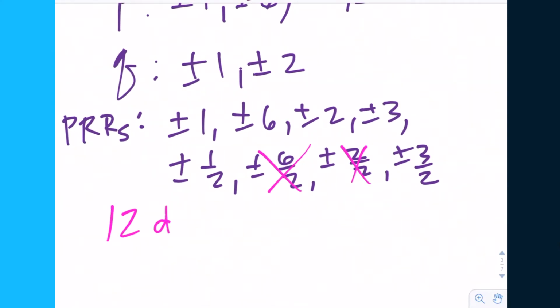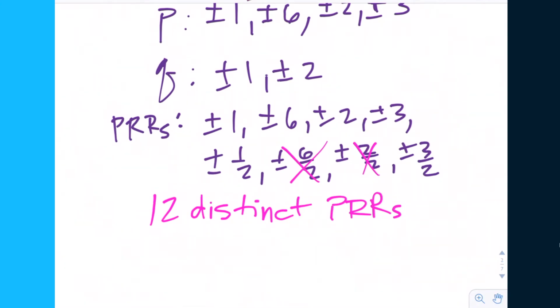So that would make a great multiple choice question. We have 12 distinct PRRs. 12 distinct possible rational roots. Not 18. Not 16. Not 13.